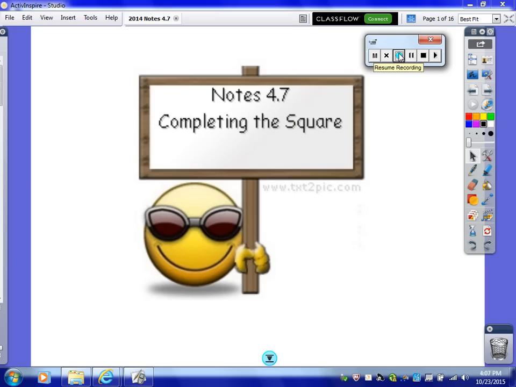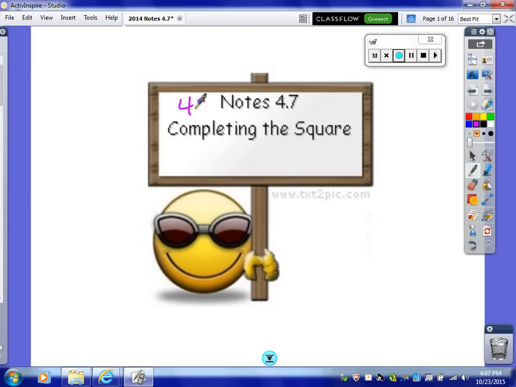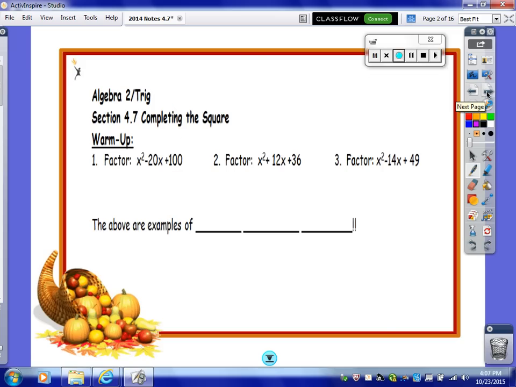All right, these are notes for G on completing the square. All right, a new process we're going to learn to solve quadratics. All right, let's start off by doing the warm-up.